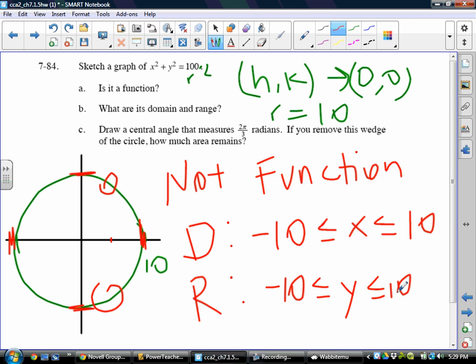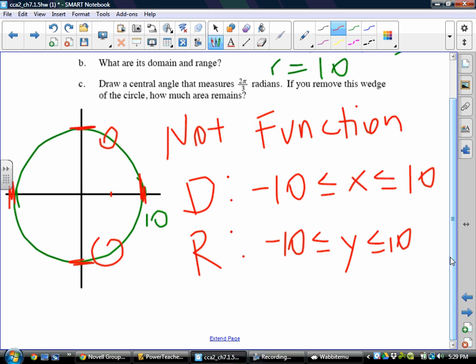Part C says, draw a central angle that measures 2 pi over 3 radians. If you remove this wedge of the circle, how much area remains? So what we need to do, first, we're having this wedge and we're going to take it out. So we need to first find the area of this whole circle. So let's talk about that first.